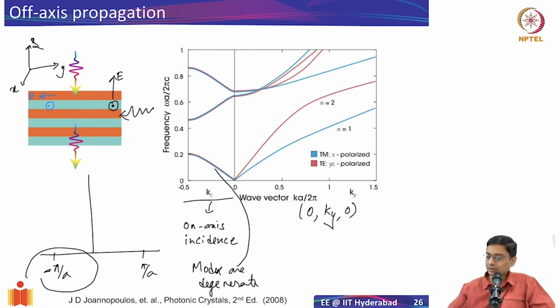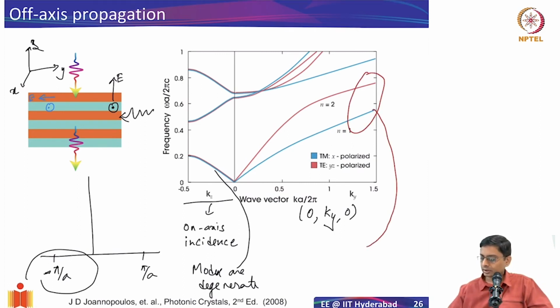So basically now we see that the degeneracy here is lifted. That means there is no more degeneracy, so the modes can occur at different frequencies, TE and TM modes. The same thing you would have studied in electromagnetic wave propagation in various waveguides and so on.